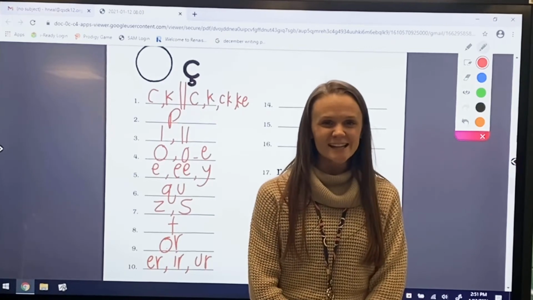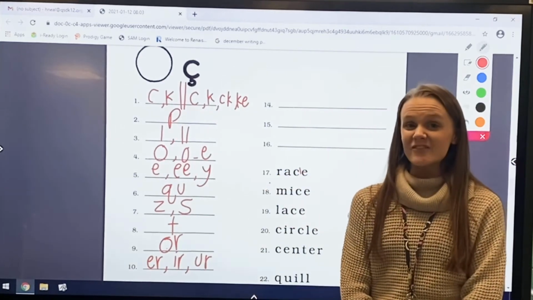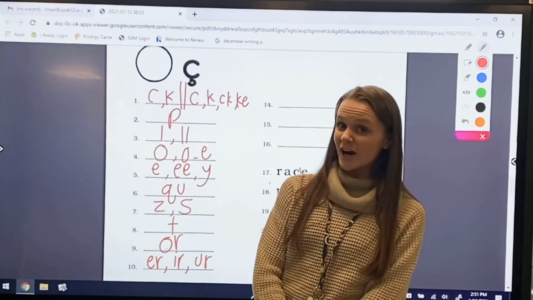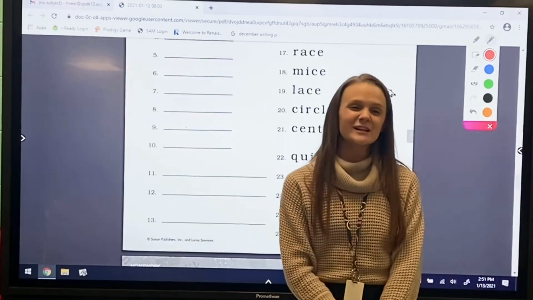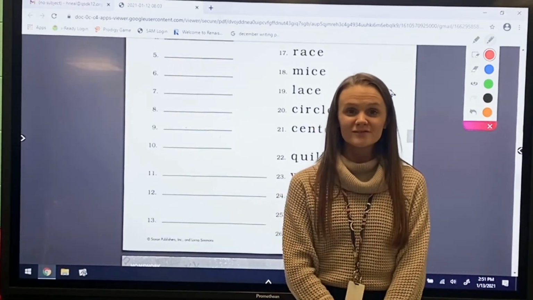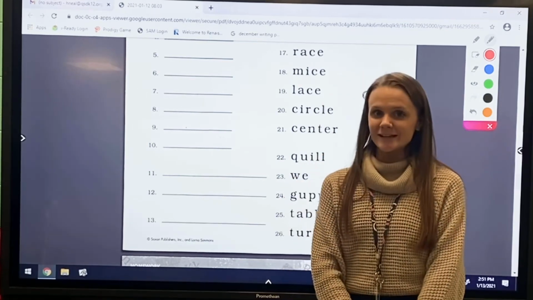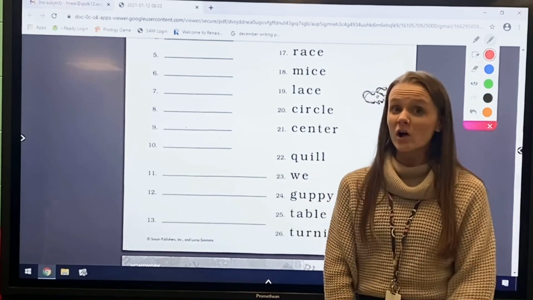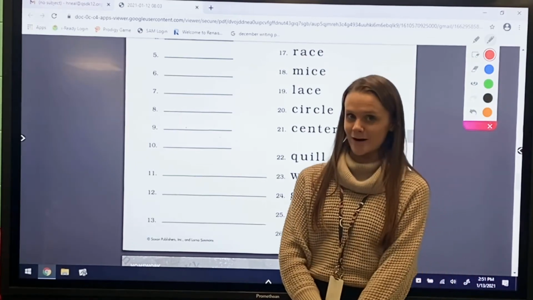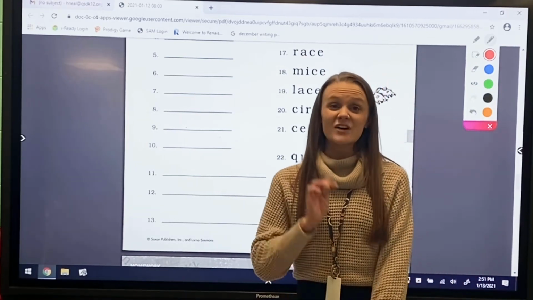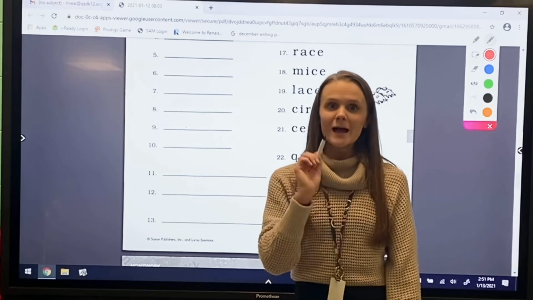Excellent job, friends! Let's move on down to numbers 11 and 12 and practice spelling some words. Next to number 11, we're going to spell the word turtle. Turtle has the Er sound in it, and I also hear the L at the end of that word. So I know I'm going to need a final, stable syllable at the end.